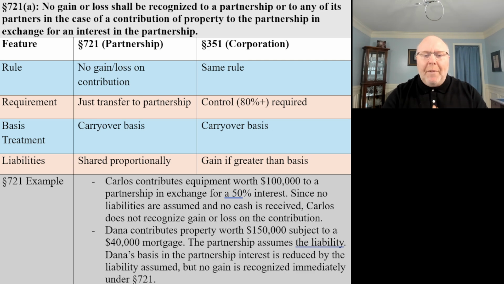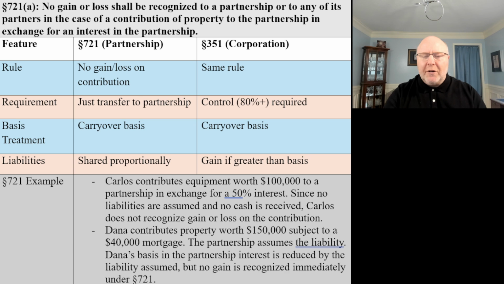Third, basis treatment. We're dealing with a carryover basis on both of those, whether it's 721 or 351. I deal with basis a little differently, in a separate video that walks you through basis. The reason I did a separate video is that we have two different types of basis: inside basis and outside basis. We want to understand what our outside basis is, what our inside basis is, and how to calculate both of those.